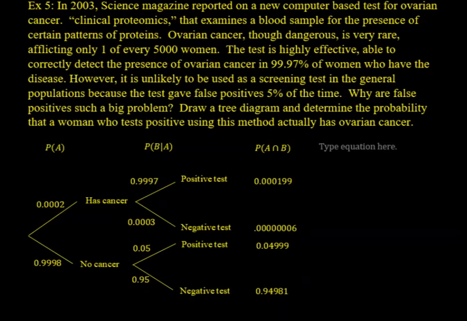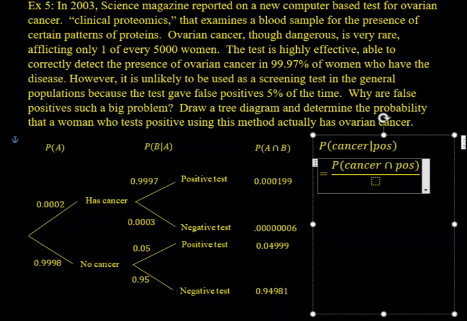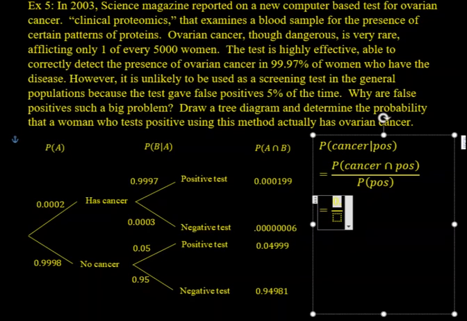to find the probability that, given a positive test, someone has cancer. So this will equal the probability of cancer and a positive test over the probability that they have a positive test. We'll have to add some stuff together to figure that. Probability of a positive test in cancer equals 0.000199 over 0.050189. So we had to add the two positive tests, has cancer, positive test, no cancer, positive test. We had to add those probabilities together.